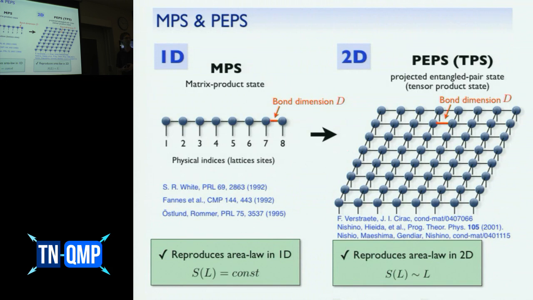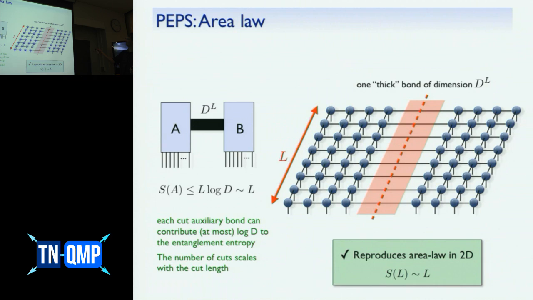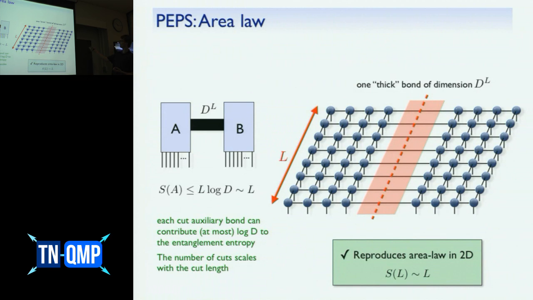And why is that? If we again do a cut of our system here, then it turns out that now we don't cut only one single bond, but we actually cut L bonds here. So you can think of these L bonds as being one big index with bond dimension d to the power of L, right? Because here we have bond dimension d, here another d, so it's d times d times d times d, that's d to the power of L. Or you can also think of just contracting this entire network here on the left side, resulting in this tensor here, and contracting this part here, resulting in tensor B.